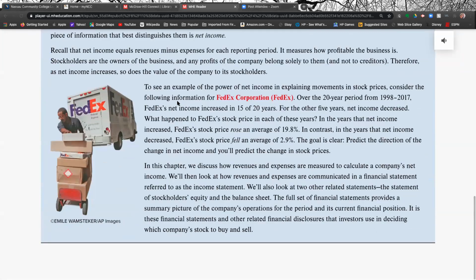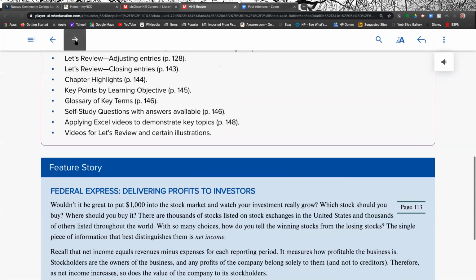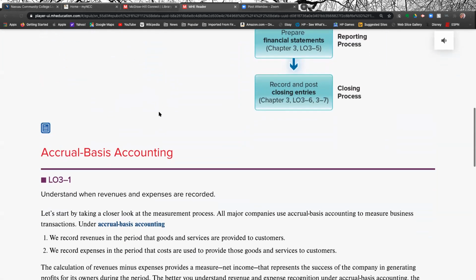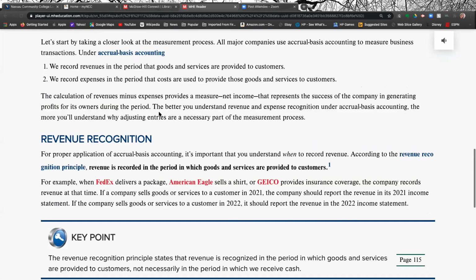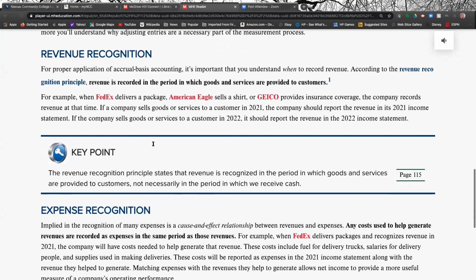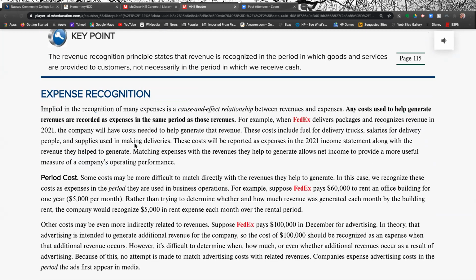So let's go through the book now and see some of the examples they use. They talk about revenue recognition. Revenue is recorded in the period in which goods and services are provided to customers. Expense recognition: record expenses in the same period. That's what they do here.